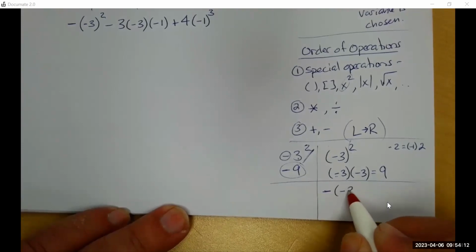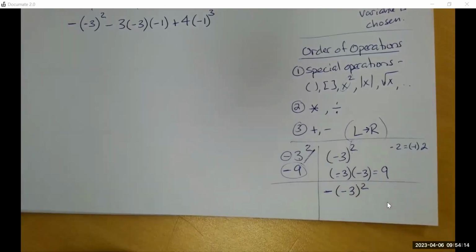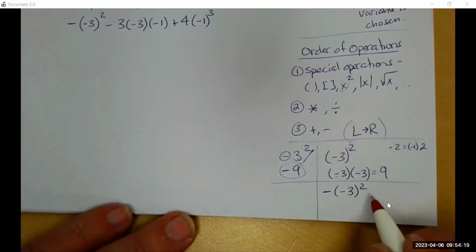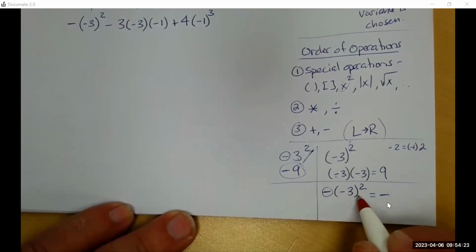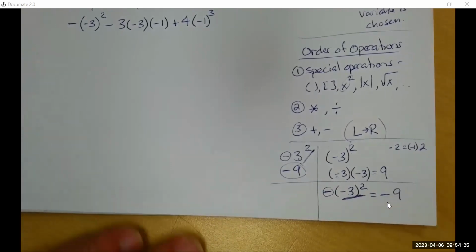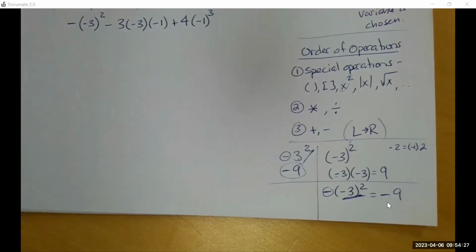And how about this one? -9, because the negative's outside. Exactly. Very good. Because this negative is outside, it stays there. This becomes 9. So its answer is -9. Very good.